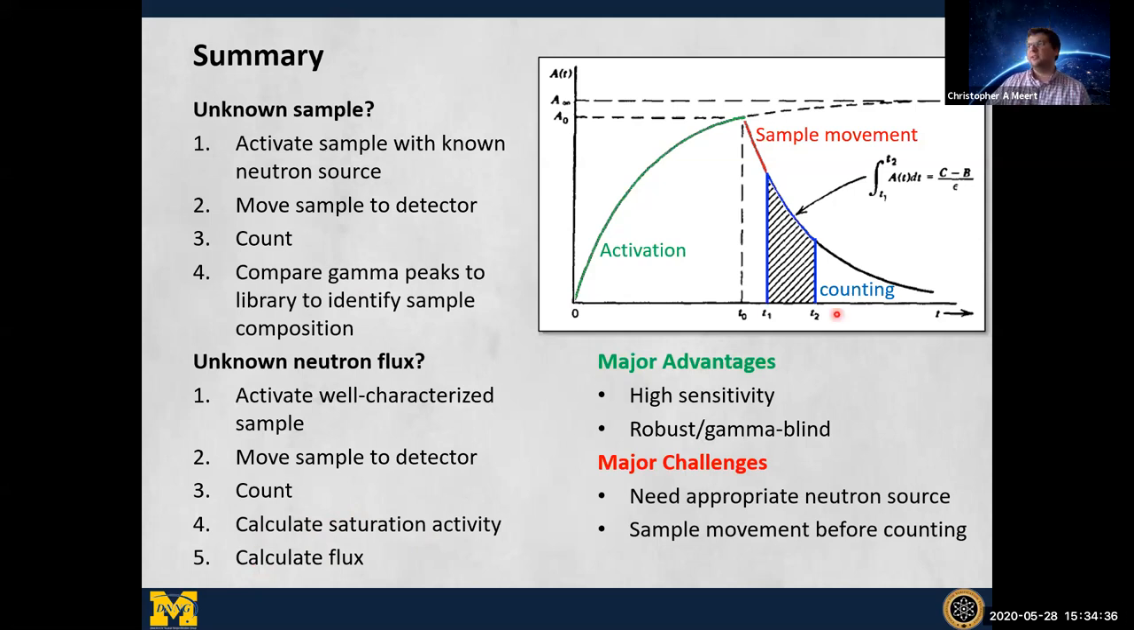So, of course, visually, I include this plot because it's the important visual for this, and I'll list very briefly, if I could drive this home, the major advantages: high sensitivity to trace isotopes or elements, and the fact that you can detect these neutron interactions without having to worry about photon signals interfering, like if you had a detector in an intense photon field. And of course, always consider the challenges: the need for an appropriate neutron source to get activation that is significant for counting, and also the need to move your sample quickly to minimize your signal loss.